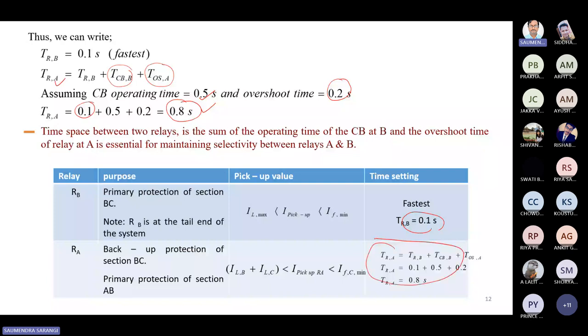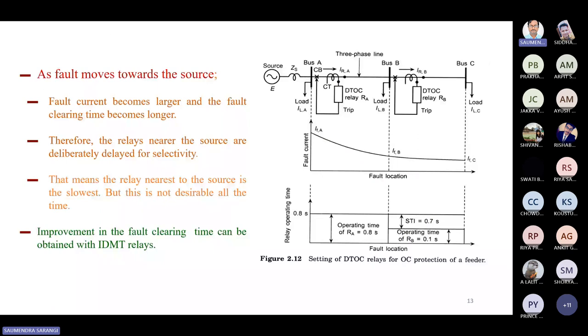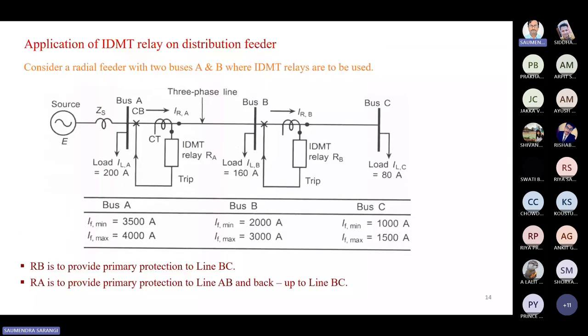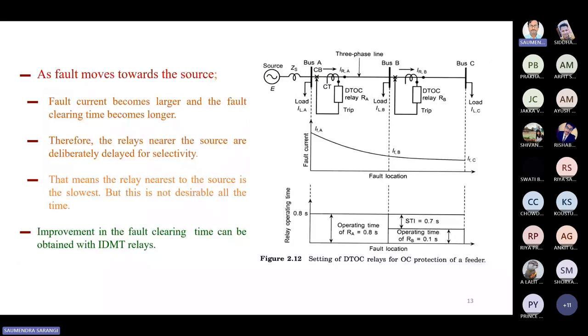So the minimum operating time for this relay should be equal to how much? That is 0.8 second. So in case of a DTOC relay, whenever we are talking about the setting of this relay, let us tell the operating time will be equal to 0.1 second for this one. And if it is not operating at 0.1 second, after 0.7 second this backup relay should operate. So the time setting for this one should be how much? That is 0.8 second. Similarly, if you're having another relay, which is giving backup to RA, for that reason we have to add the other times.